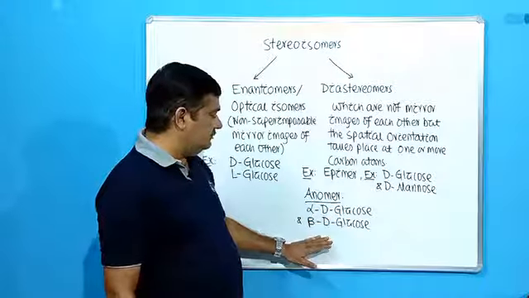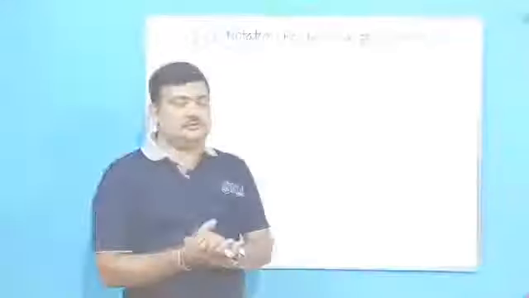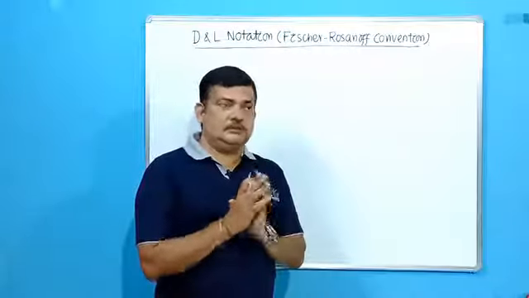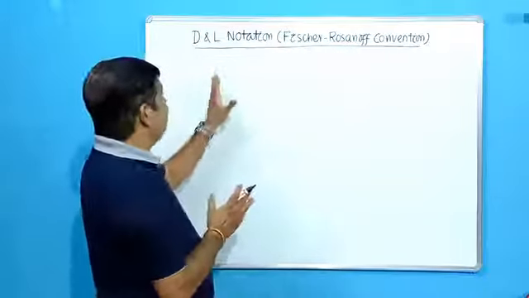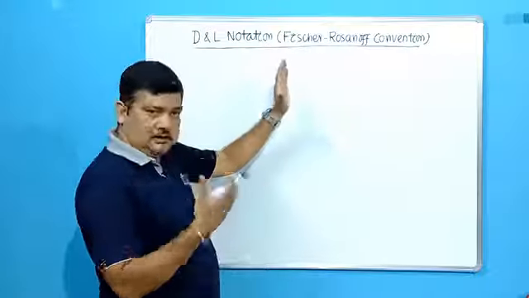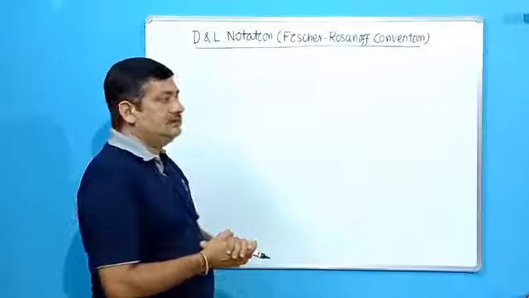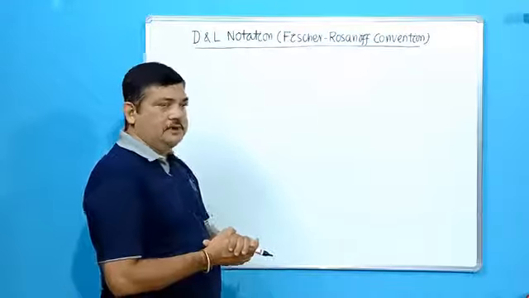For example, alpha D glucose and beta D glucose, which we will be discussing next. Okay. Then next, students, we will discuss the stereochemistry of glucose. So we will start with D and L notation. D and L notation was introduced by Fischer and Rozanov. So it is also otherwise known as the Fischer and Rozanov convention.